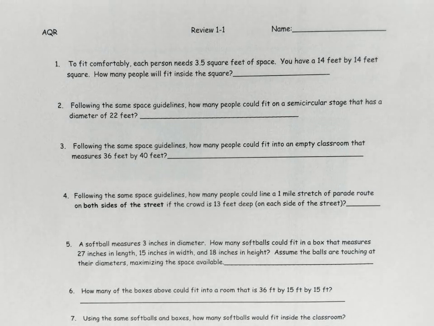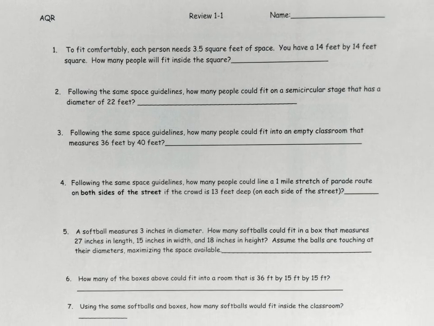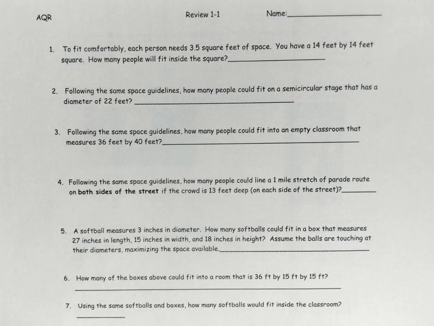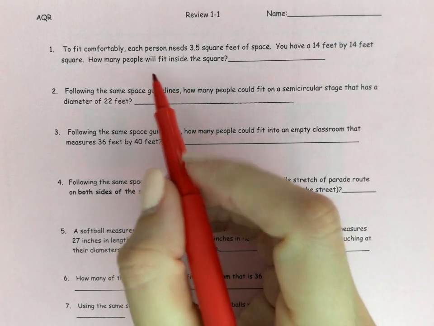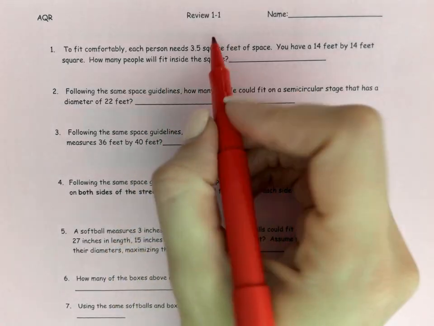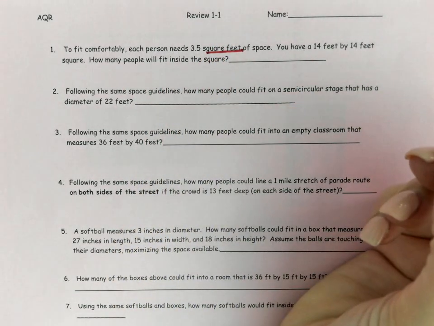All right, so I'm going to be working through the review sheet for the first test. Just make sure that anything I write down, you're writing down, and that you're keeping good notes, because you can use this on your test, so you want to make sure you understand exactly how I'm getting the numbers I'm getting. So first, to fit comfortably, each person needs 3.5 square feet of space.